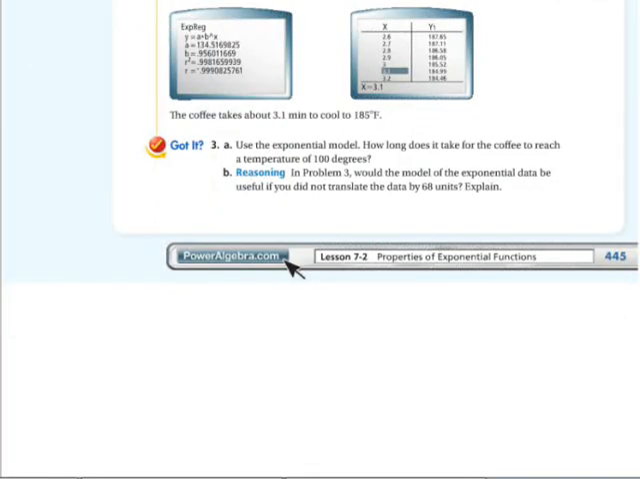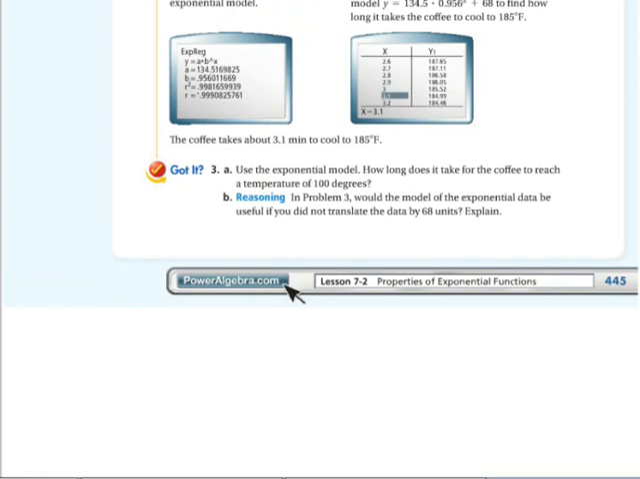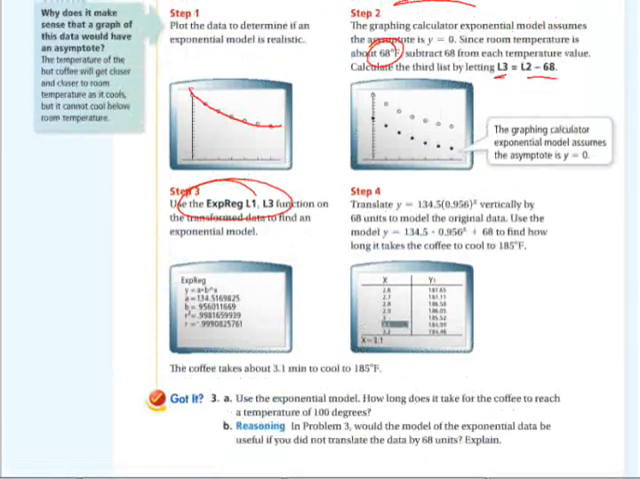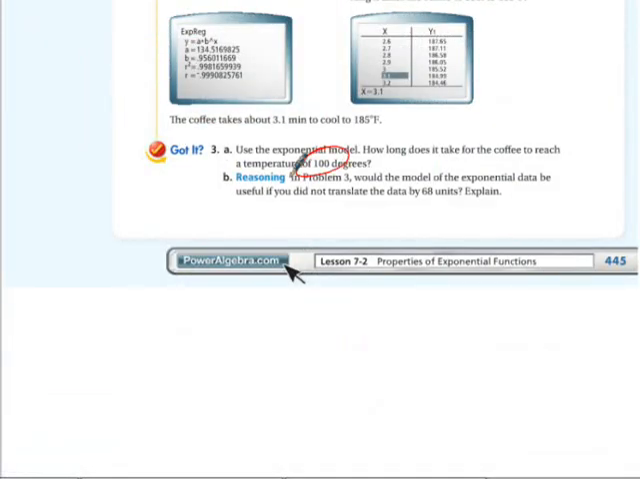Use an exponential model to determine how long it would take for the coffee to reach a temperature of 100 degrees. Okay, and then in problem 3, would the model of the exponential data be useful if you did not translate the data by 68 units? So would this, if we didn't do the 68, would it be useful? And how long for it to be 100? Take a second, pause the video, get some answers to that, and then we'll talk.